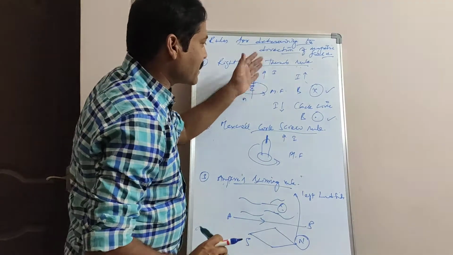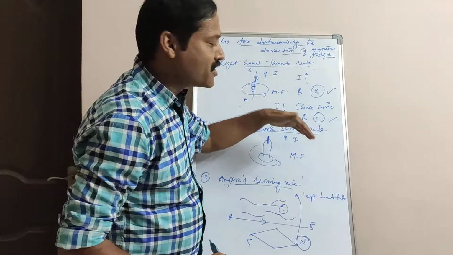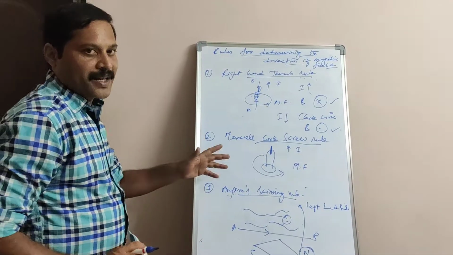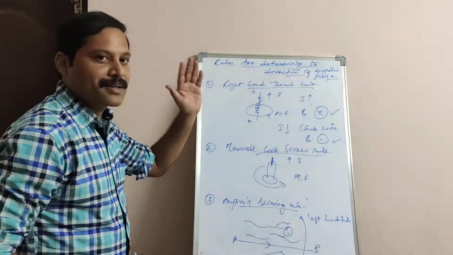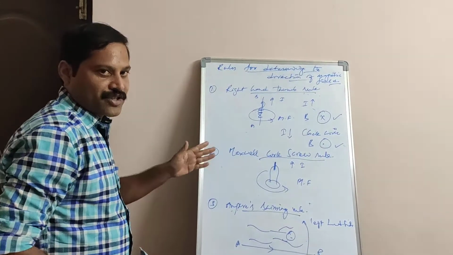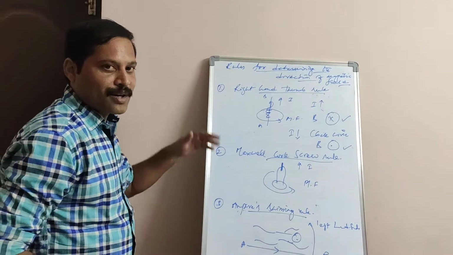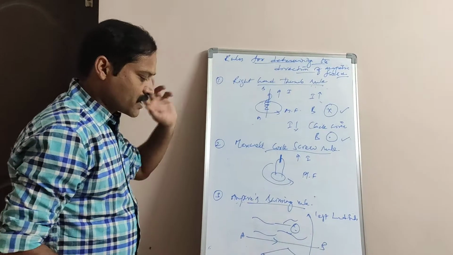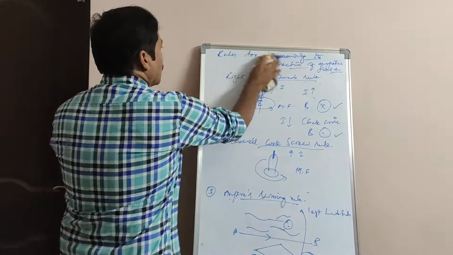That means a change in electric field will produce a magnetic field, and a change in magnetic field will produce an electric field. So electricity and magnetism are intimately related to each other according to these rules and Oersted's experiment. So this is the first topic. Okay. Coming to the next topic.